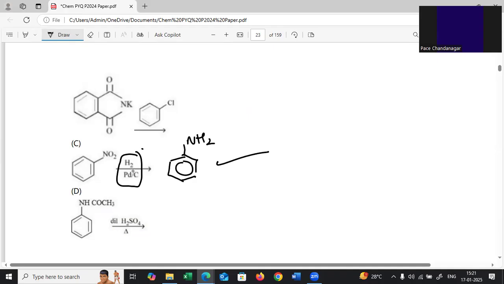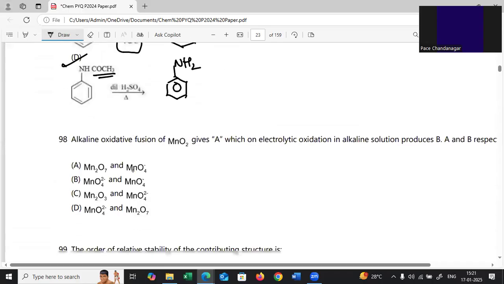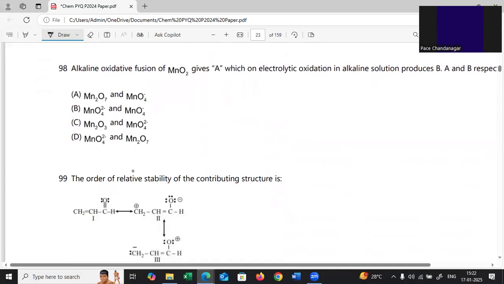This is an aromatic molecule. Then NHC double bond O CH3 with dilute H2SO4. What will happen with dilute H2SO4? It will turn back to your aniline NH2, right? So all this structure would move out, and this becomes NH2 here. So aromatic D, C, and A. How many of these transformations? All these three will give, but the middle one will not give. Option B will not give.